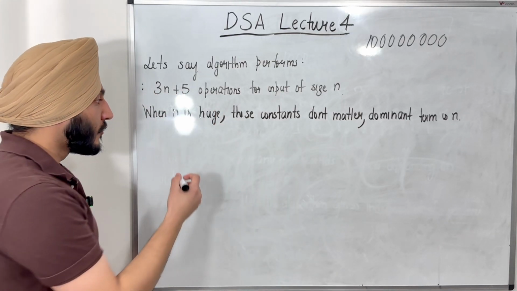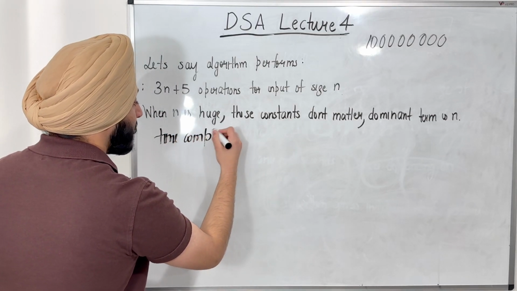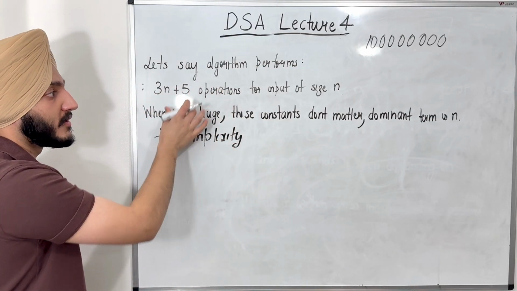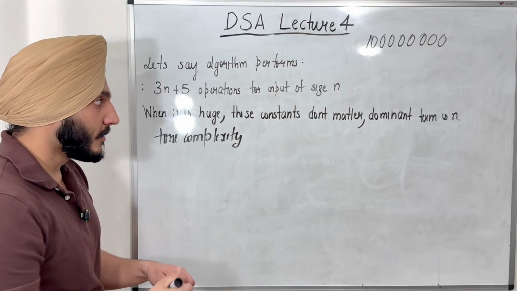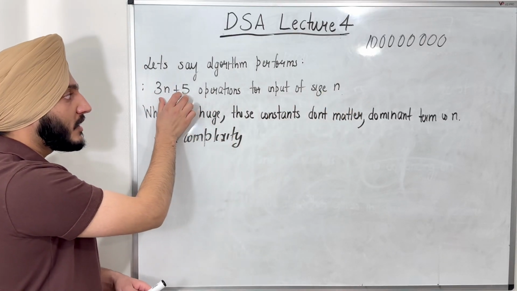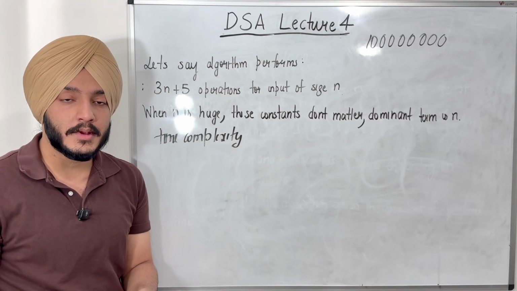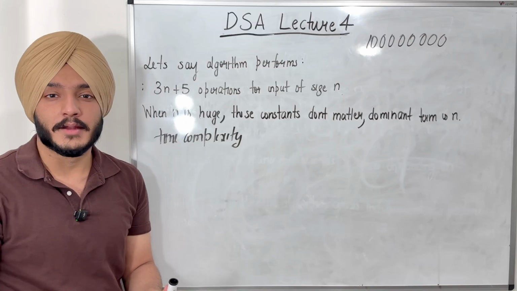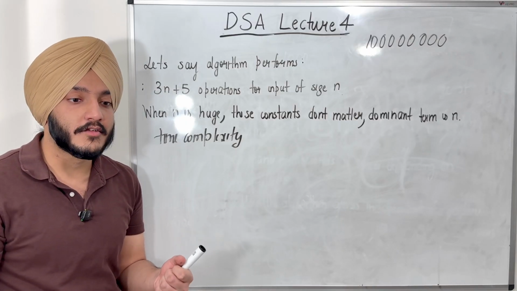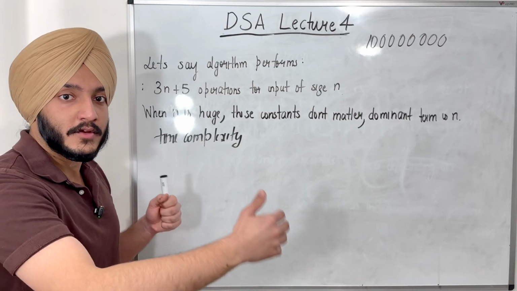So when you're asked the time complexity, let's say you measure the number of operations as 3n plus 5. Let's say you make an algorithm, it takes an input of size n, and it performs 3n plus 5 operations. What do I mean by operations? Operations could be addition, subtraction, multiplication, stuff like that, because you're basically performing some kind of operation. You're probably figuring out whether two values are equal.